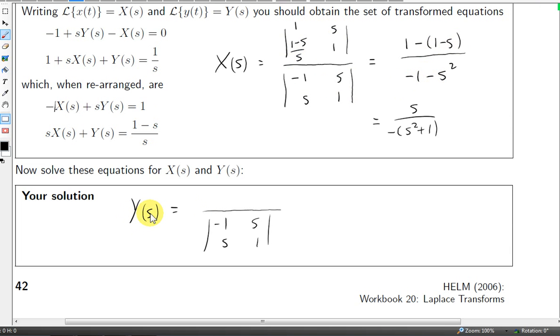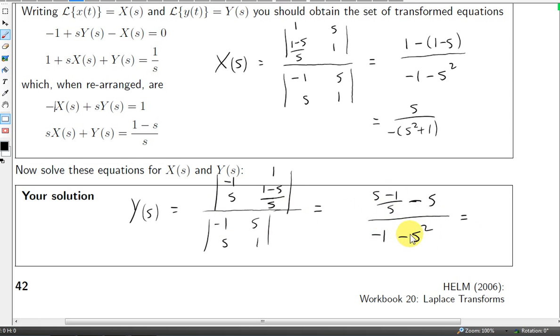Now let's look at y of s. Well, the denominator is the same as for x of s. As for the numerator, we have to replace the y column of the denominator with these expressions on the right hand side, and the x column remains as it is, same as the x column here. So we multiply minus 1 by this to get this. Then we have minus sign s times 1. And here we have minus 1 minus s squared.